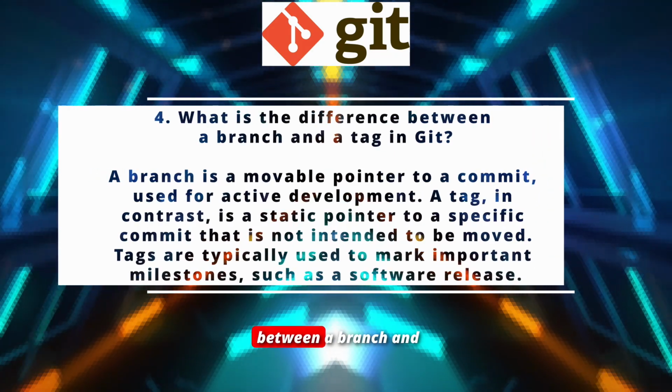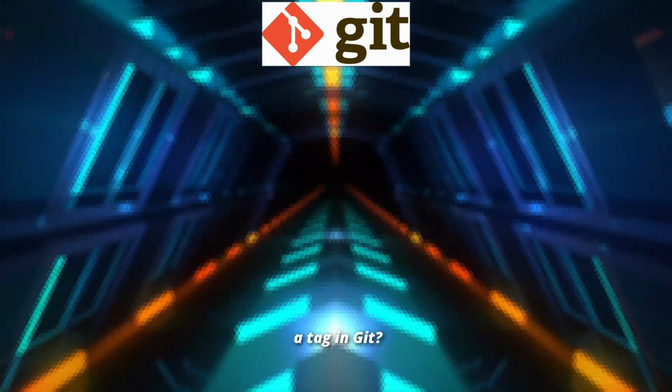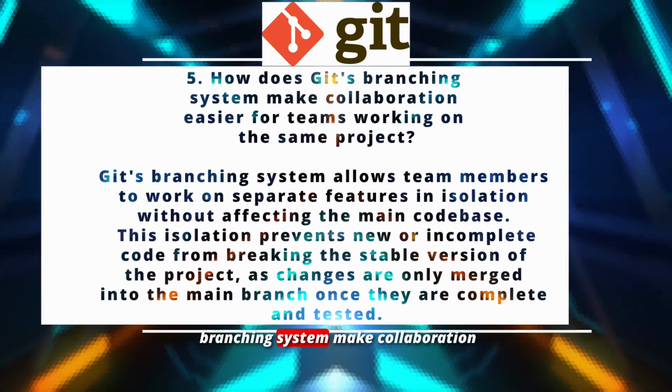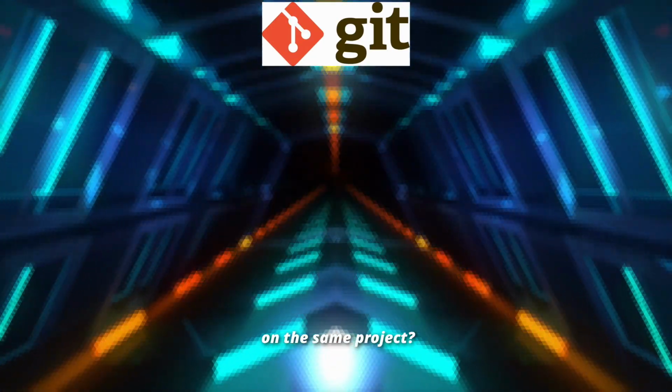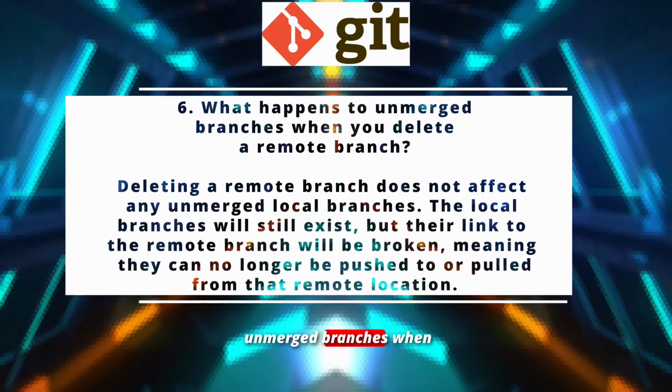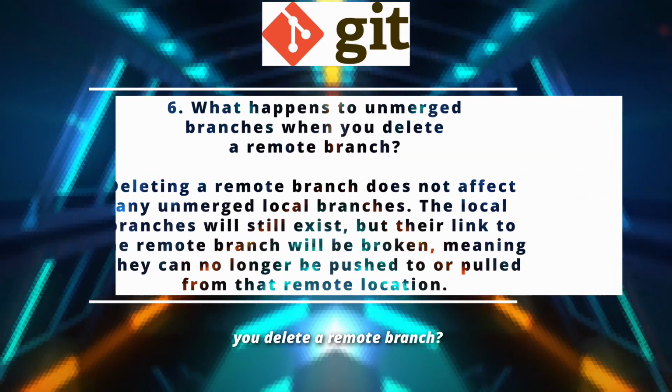What is the difference between a branch and a tag in Git? How does Git's branching system make collaboration easier for teams working on the same project? What happens to unmerged branches when you delete a remote branch?